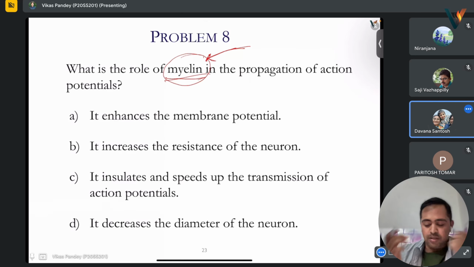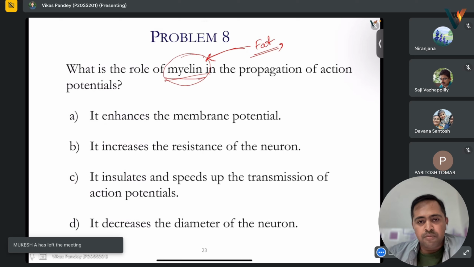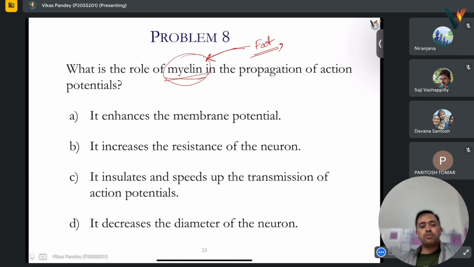What I understood is that it is a fat. Is it correct, sir? In terms of chemical structure, it is fat, protein and lipids also, mainly proteins, I guess. Okay, sir. So what does it do? I think Sajiti has already answered some part of it. Does it enhance the membrane potential, increase the resistance of the neuron, insulate and speed up the transmission of the action potential, or decrease the diameter of the neuron?